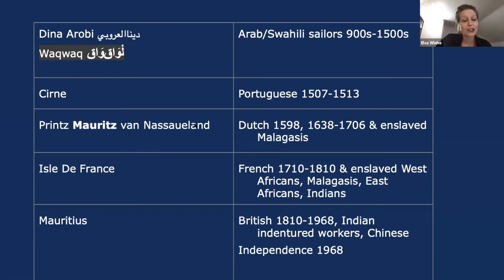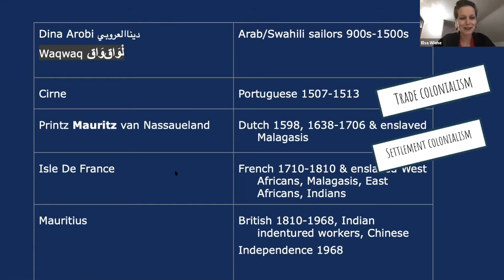So the Dutch abandoned the island eventually, and the French, unfortunately for the Maroon peoples who had been able to escape to the high plateaus of the island, came shortly afterwards and settled the island in 1710 with primarily enslaved Malagasies and West Africans. So this is where you see the difference between trade colonialism, there's my keyword, and settlement colonialism, which was the feature of French and British colonialism. And again, I'm mentioning these differences because there's a lot of writing about how those two types of colonialism had a different impact on language developments.